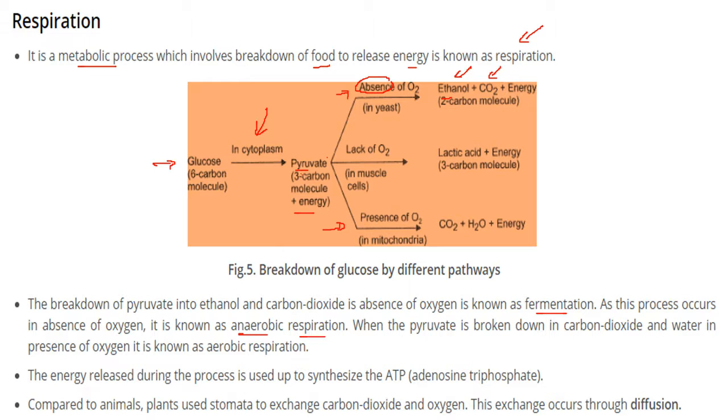When this pyruvate is broken down into carbon dioxide and water in the presence of oxygen, this is known as aerobic respiration. The energy released in this process is used to synthesize ATPs. ATP is nothing but adenosine triphosphate. If you compare to animals, plants use stomata to exchange carbon dioxide and oxygen, and the exchange occurs through the process called diffusion.